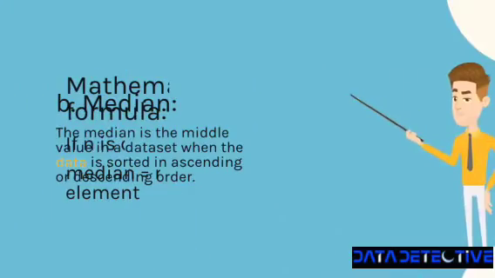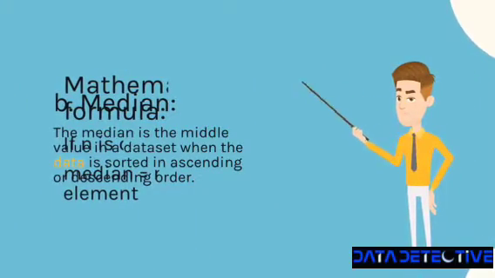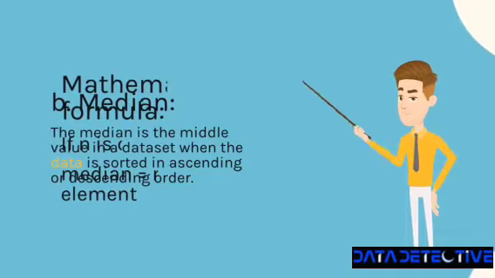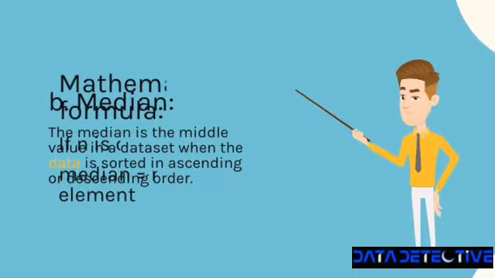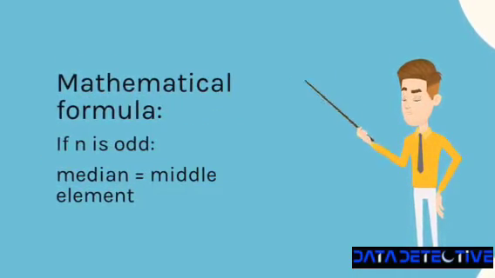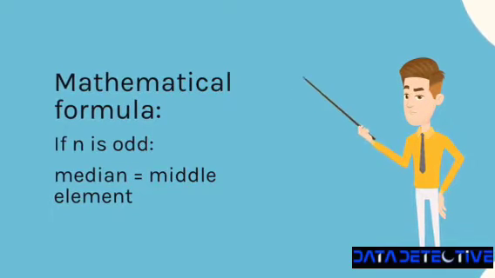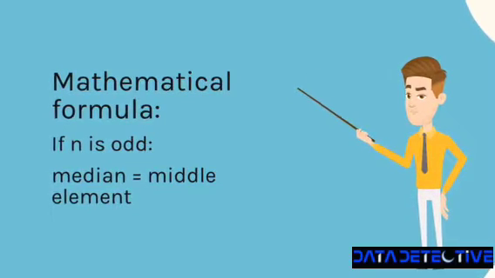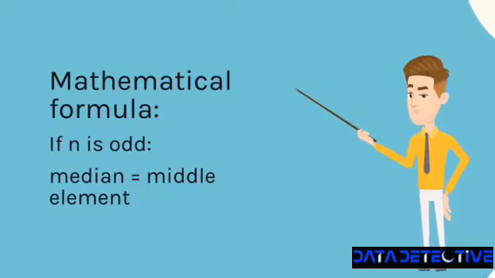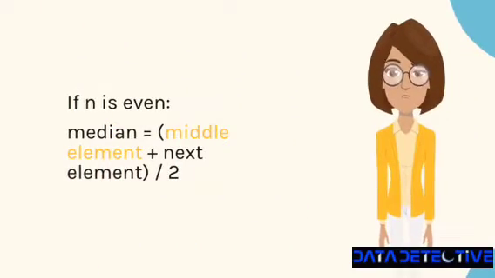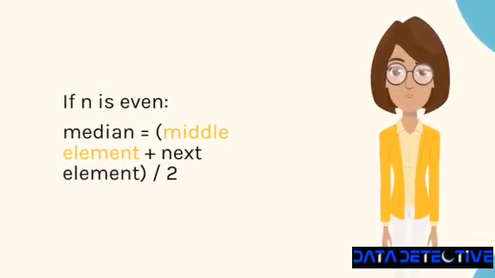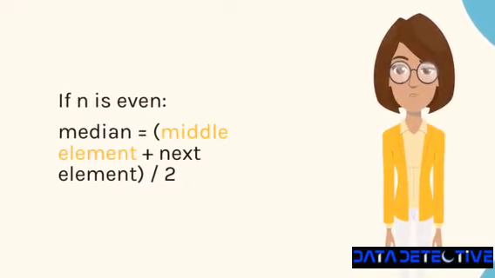B. Median. The median is the middle value in a dataset when the data is sorted in ascending or descending order. Mathematical formula: if n is odd, median equals the middle element. If n is even, median equals the middle element plus the next element, divided by 2.